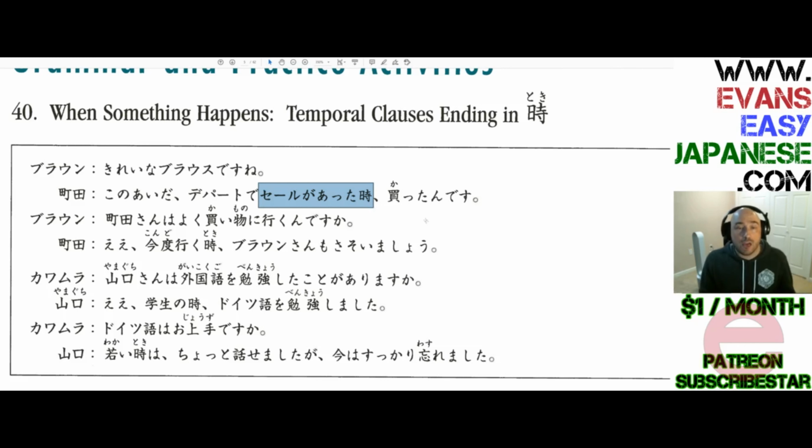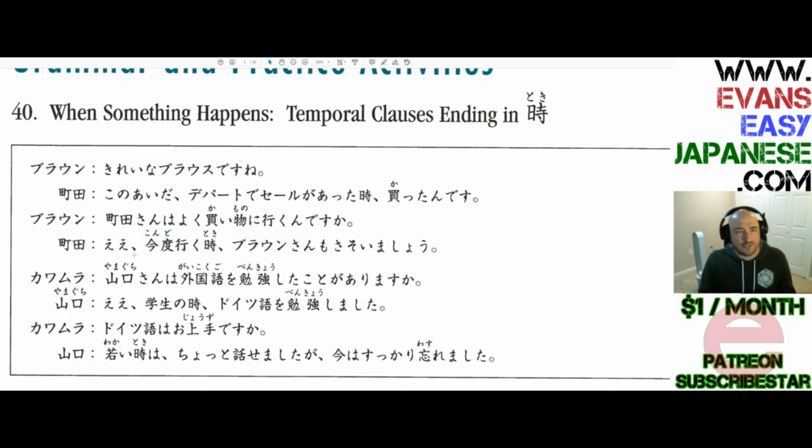And we can do this. And when we do that, we get the noun, then a relative pronoun, that or who or when this thing happened. So we could translate this as the time when there was a sale, I bought it. We could do that, but really it just works better as when there was a sale. So, この間デパートでセールがあった時買ったんです. I bought it at a department store when there was a sale recently. 町田さんはよく買い物に行くんですか? Is it that you go shopping frequently?